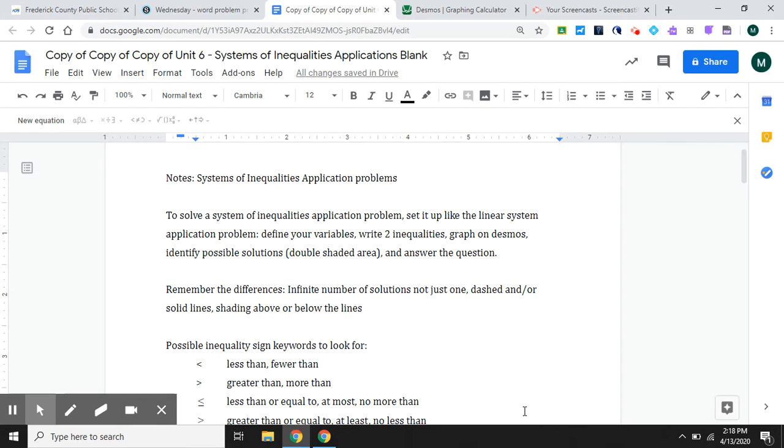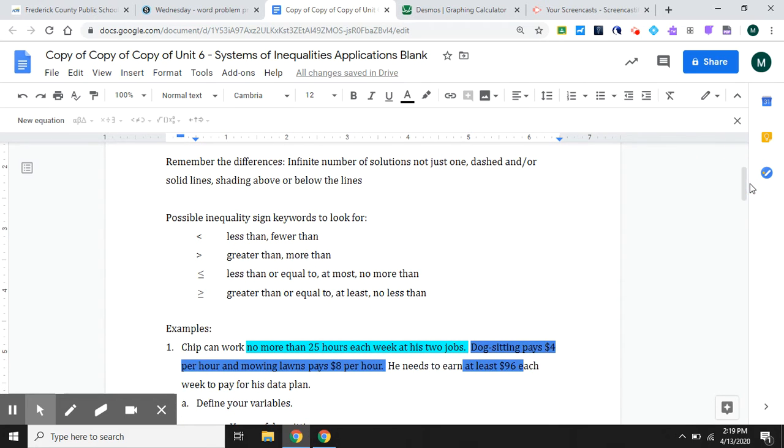Okay, gang, so what we're going to be doing today is solving systems of inequality word problems. When we solve our systems of inequality word problems, we're going to set up just like our linear system word problems, just we're going to have more than one answer. We're going to have a bunch of answers because it's inequalities. And instead of having the equal sign, we're going to have to look at these key words for your less than, greater than, less than or equal to, or greater than or equal to words.